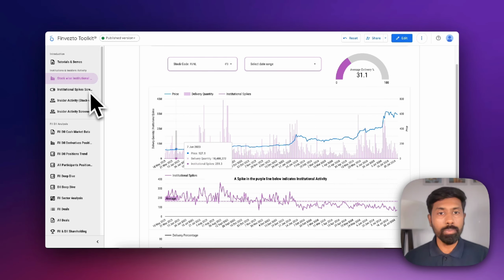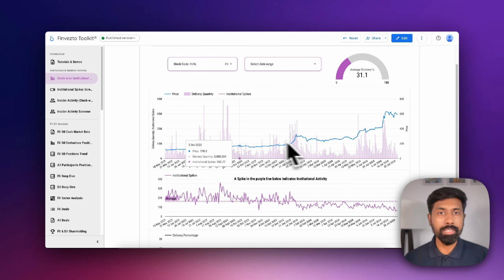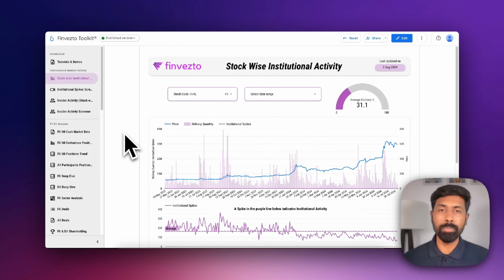Likewise, you can figure out which stocks are facing institutional activity and which stocks are moving up. Everything is visual here in the stock-wise institutional activity page. So just play around with these tabs and you will be able to understand more.